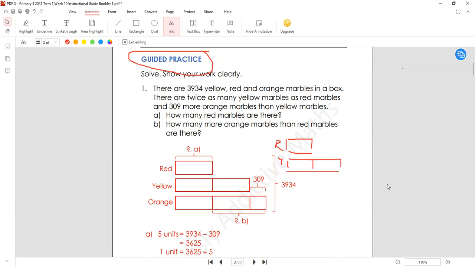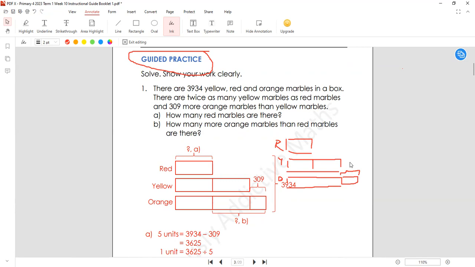And after that, next thing, 309 more orange marbles than yellow marbles. So that means let's draw yellow. Which one is more? Orange is more, 309 more. So we draw orange. And because orange is 309 more than yellow, we draw the same thing as well. Where's the more part? The more part will be here, 309. So then we label 309.